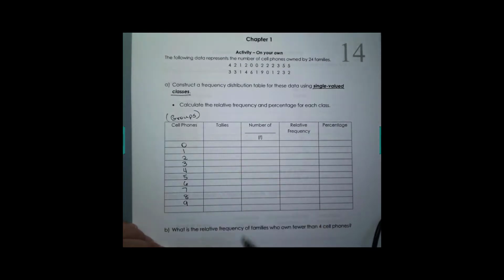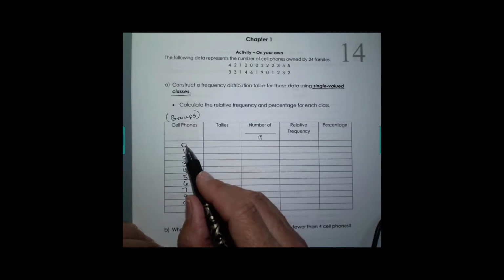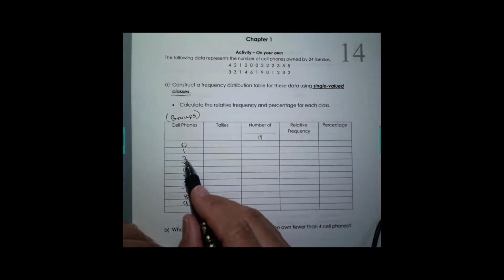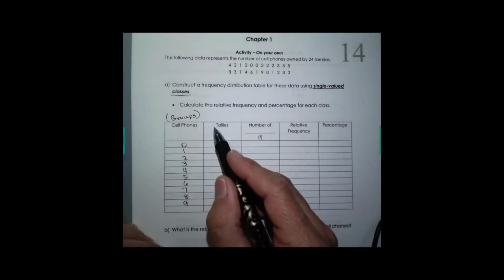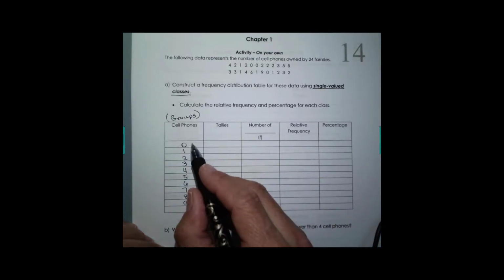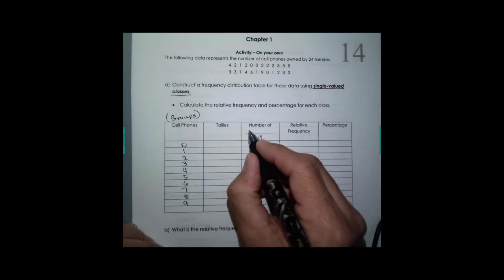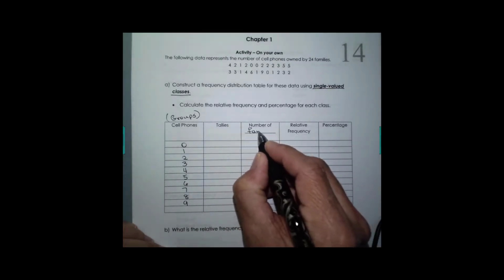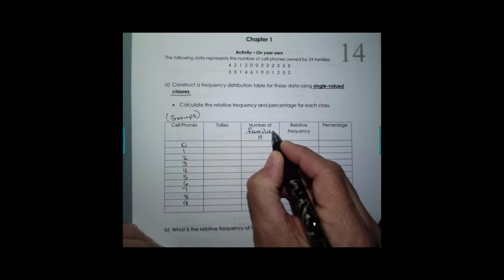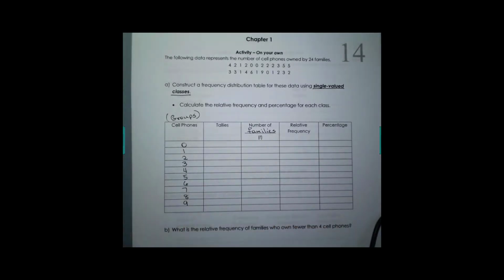Now, I'm going to go through and count them and see how many, and that's what the tally column's for, so you can see how many families fell into the owning 0 cell phones, how many families fell into the owning 2 cell phones. That's what you're counting. That's the frequency. What are you counting? Well, you're not counting the number of cell phones because this is the number of cell phones. What you're counting is the number of families. The number of families that owned that many cell phones. So keep track of what you're doing.